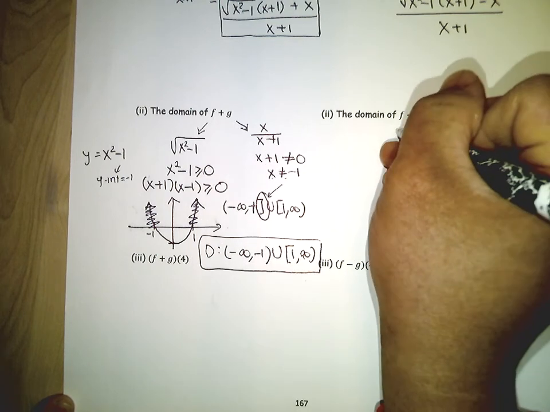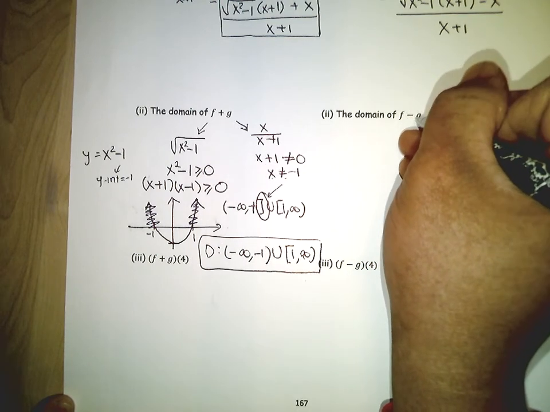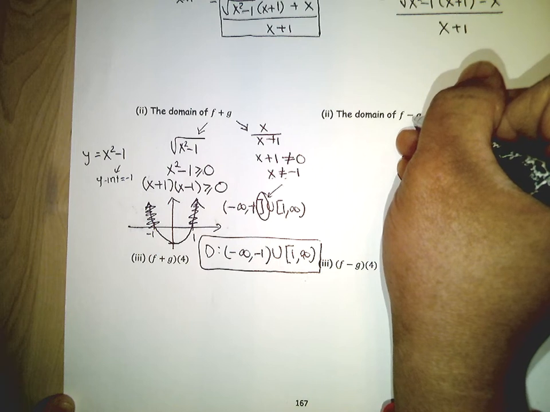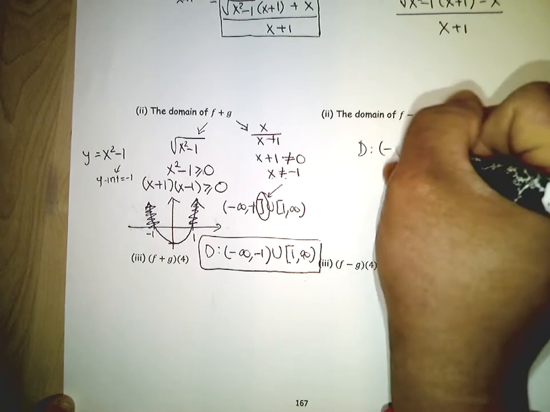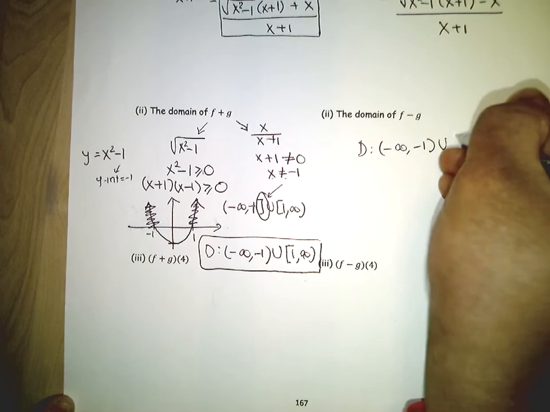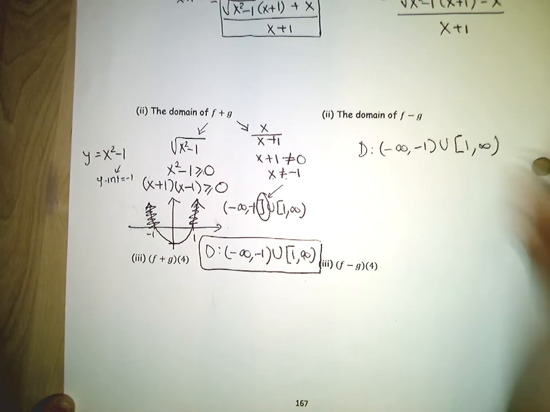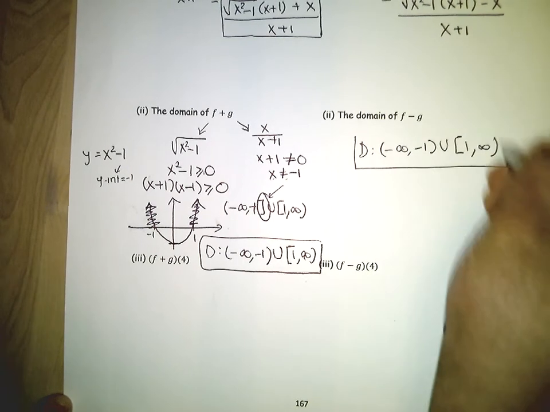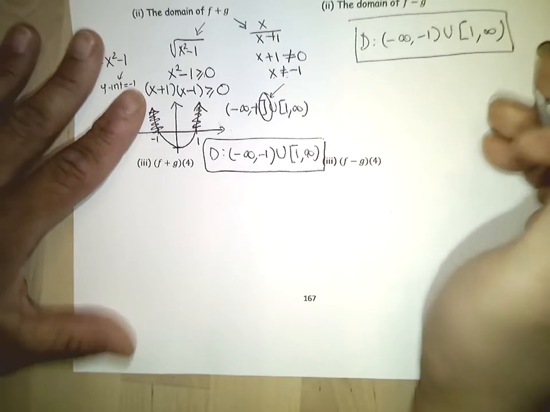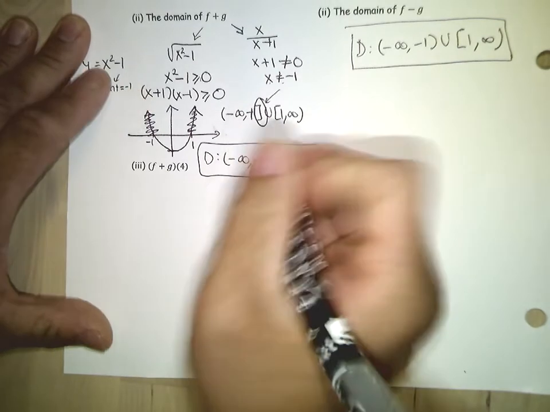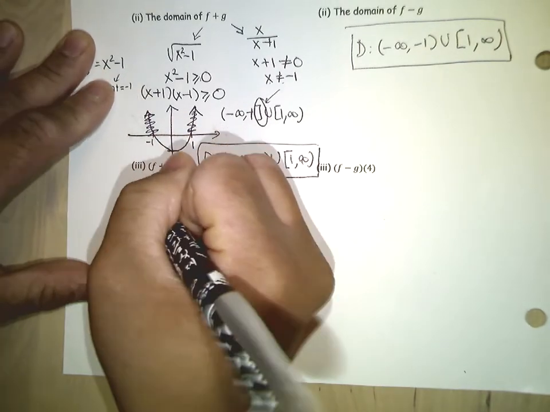Now the same thing for the domain of f minus g. It really is that you have to be careful of the square root and the rational function being combined in the same problem. So these two actually have the same domain. Now f plus g of 4.